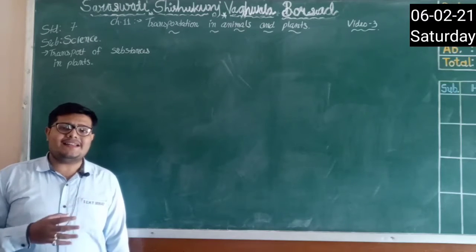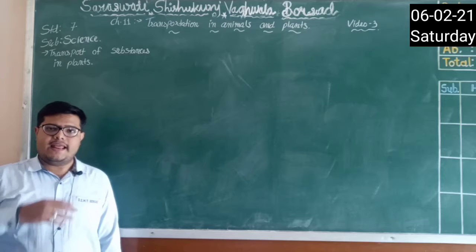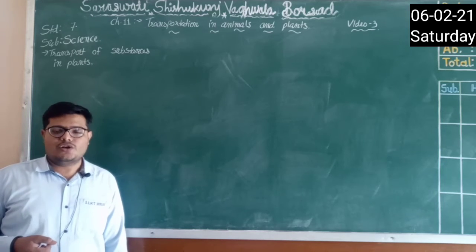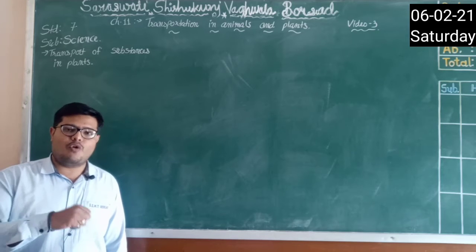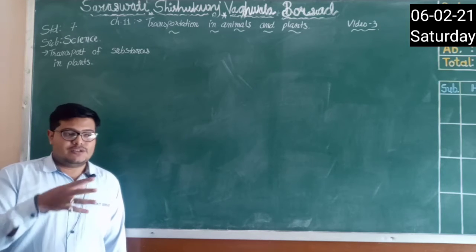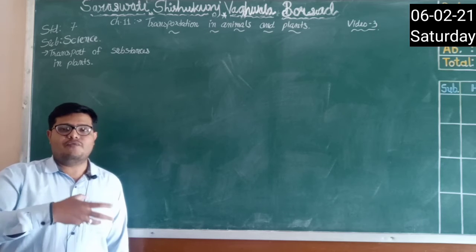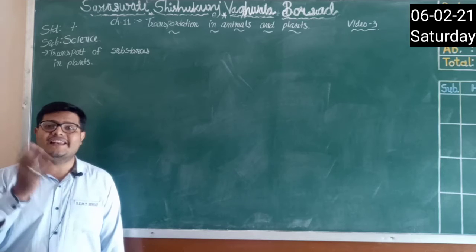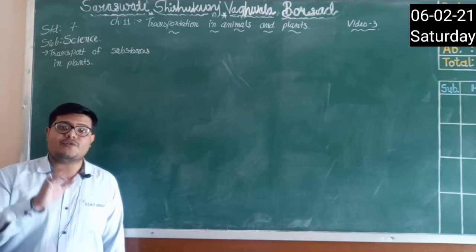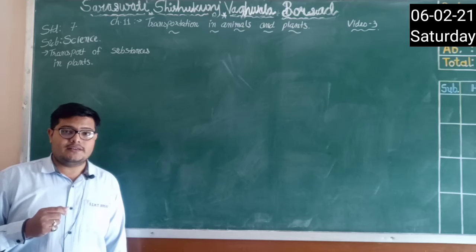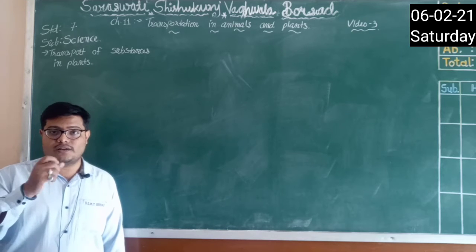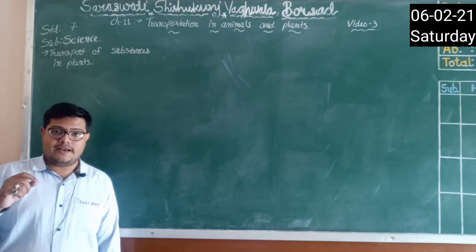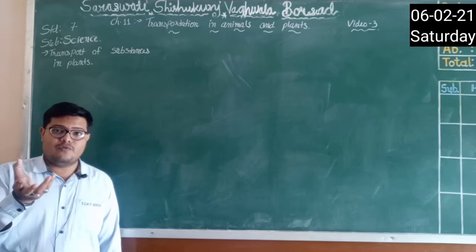Like animals, plants also need transportation, right? There are also some organs present inside the plant which help in transportation. First of all, we all know that plants absorb water, minerals, we can say nutrients, from the soil with the help of the root. So from the root, how will water reach every leaf? Because you all know, in the process of photosynthesis, water is required. Chlorophyll is already present in the leaf, and the leaf will make food.